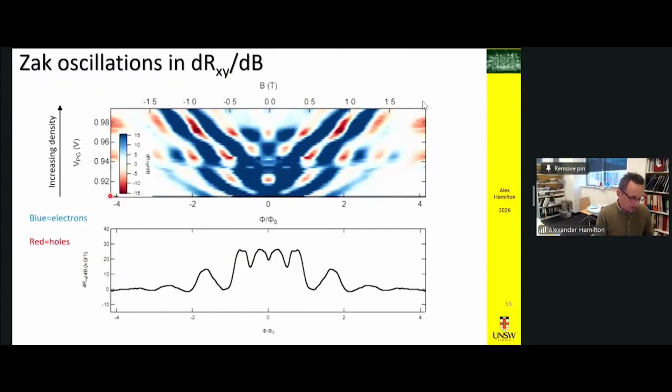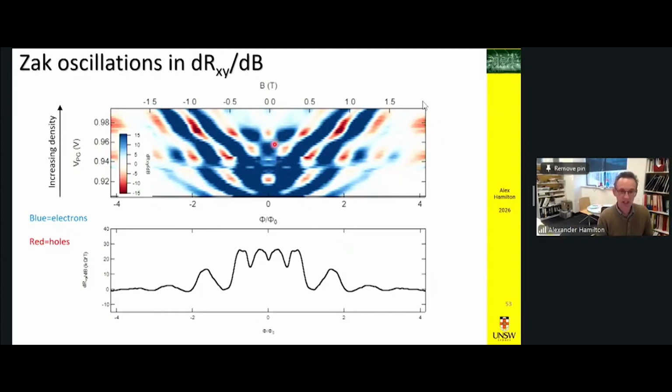To show you that it's really periodic in the lattice, in the magnetic flux per unit cell, this is a plot of the derivative of the Hall voltage, so the Hall slope, as a function on the y-axis of the carrier density, and the x-axis the flux per unit cell. And you can see that if I go to this point here and then move 1 flux per unit cell, I go back to red. If I move another flux per unit cell, I go back to red. If I move one more flux per unit cell, I go back to red. So it's periodic in flux per unit cell.